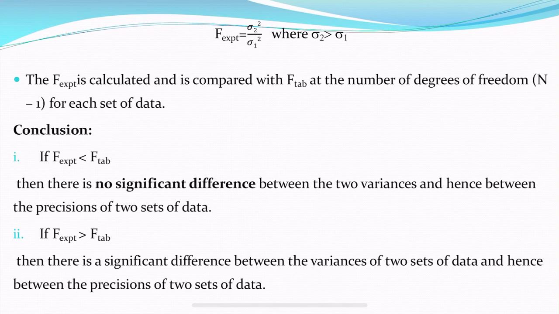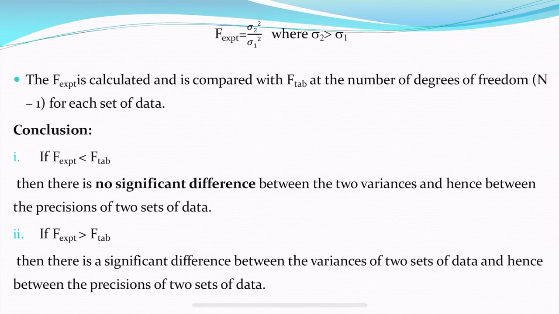So, what conclusions are made based on this F test? Again here we see two possibilities, that is, if F experimental is lesser than F tabulated and if F experimental is greater than F tabulated. These are the two observations we can make once after conducting this F test.